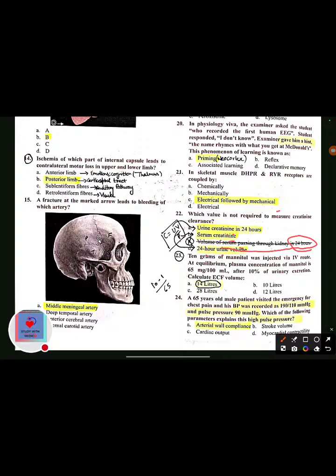10 grams of mannitol was injected by IV and reached equilibrium. Plasma concentration of mannitol is 65 mg per 100 ml. After 10% of urinary excretion, calculate ECF volume. So it is 14 liters.